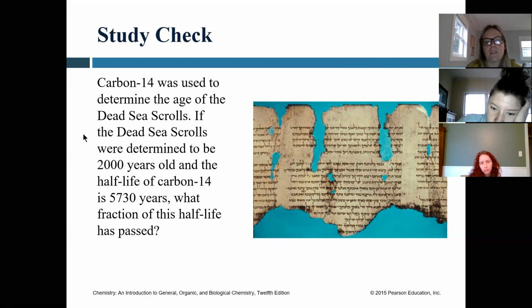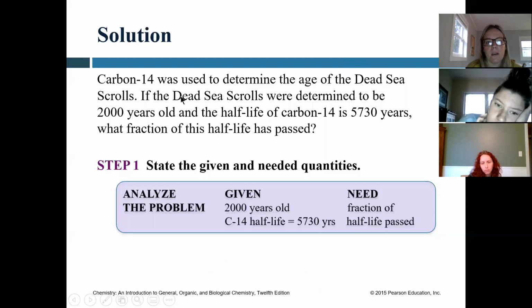Carbon-14 was used to determine the age of the Dead Sea Scrolls. If the Dead Sea Scrolls were determined to be 2,000 years old and the half-life of carbon-14 is 5,730 years, what is the fraction of the half-life that has passed? And we don't need to worry about that. I'm not going to test you on that.